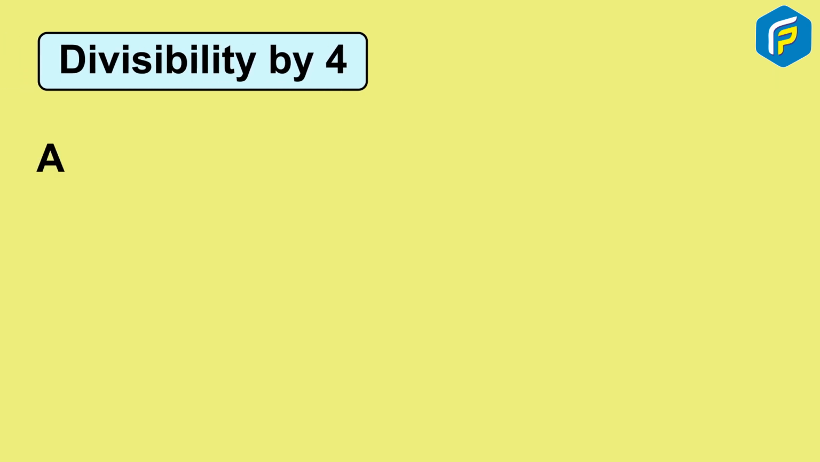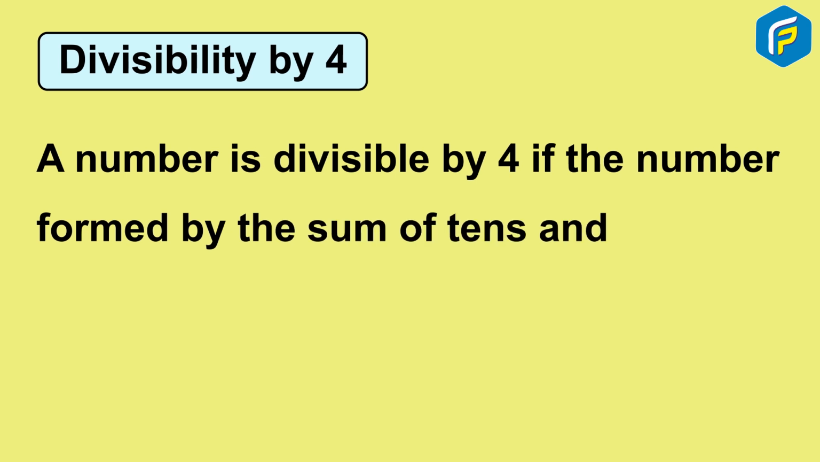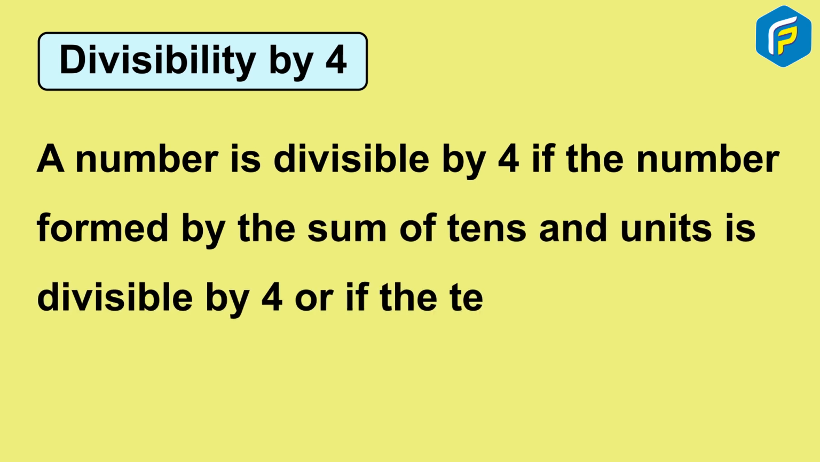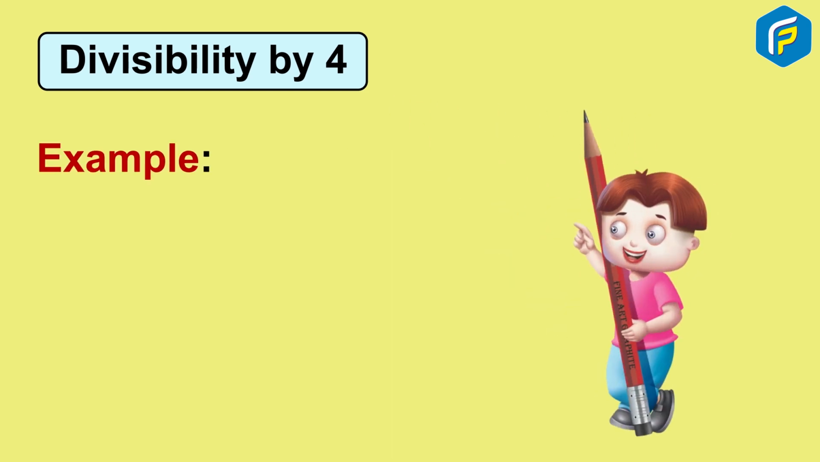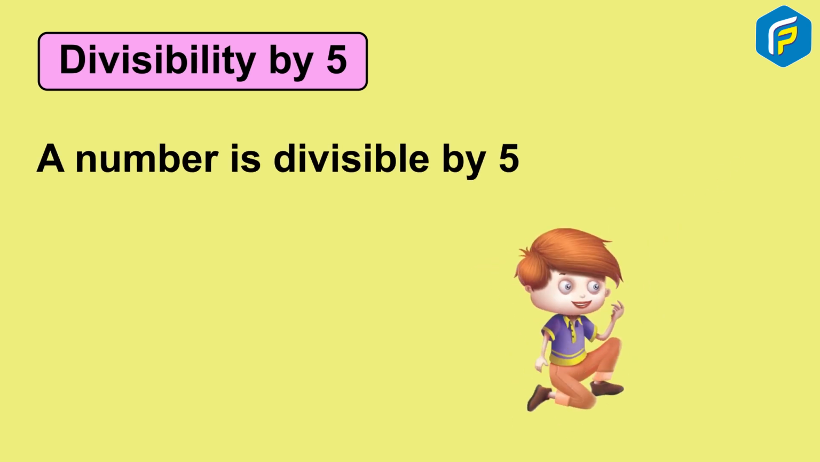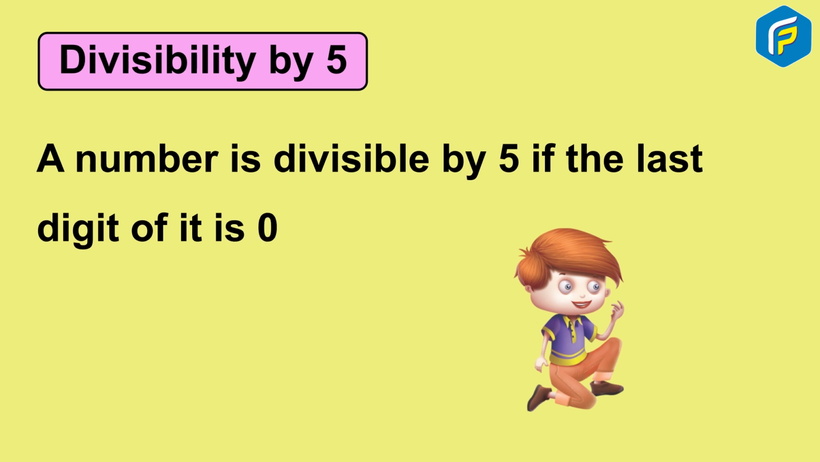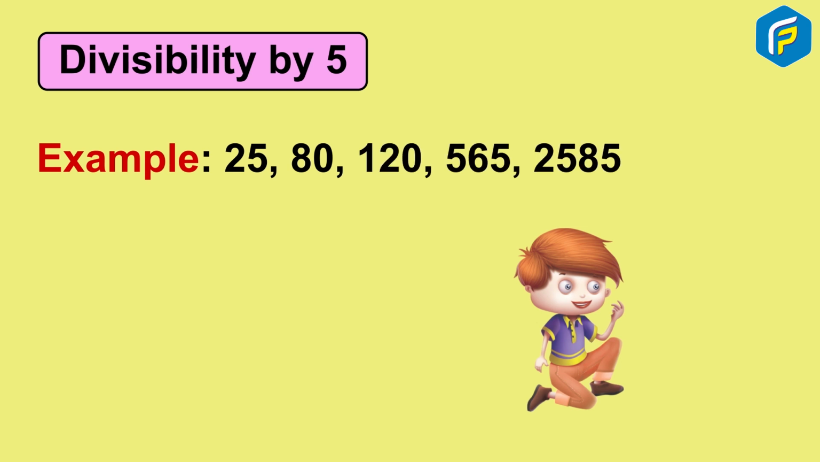Divisibility by 4. A number is divisible by 4 if the number formed by the tens and units digits is divisible by 4, or if the tens and units digits are both zeros. Example: 124, 528, 900, 1460, etc. Divisibility by 5. A number is divisible by 5 if the last digit of it is 0 or 5. Example: 25, 80, 120, 565, 2585, 4200, etc.